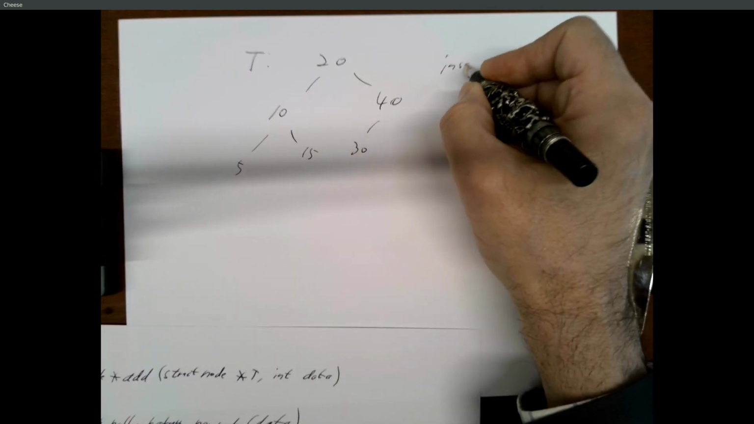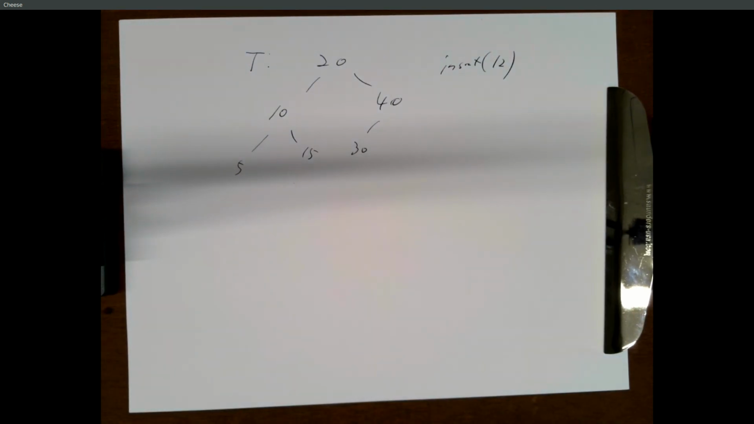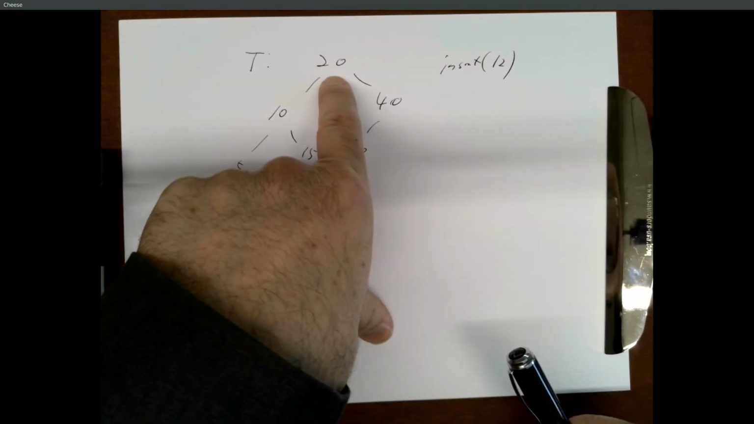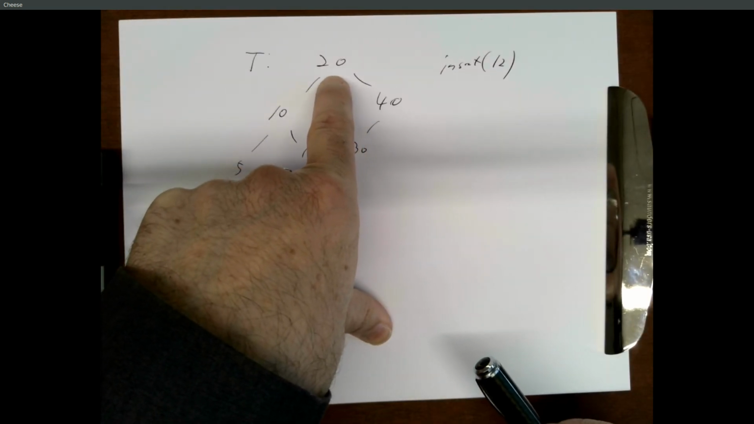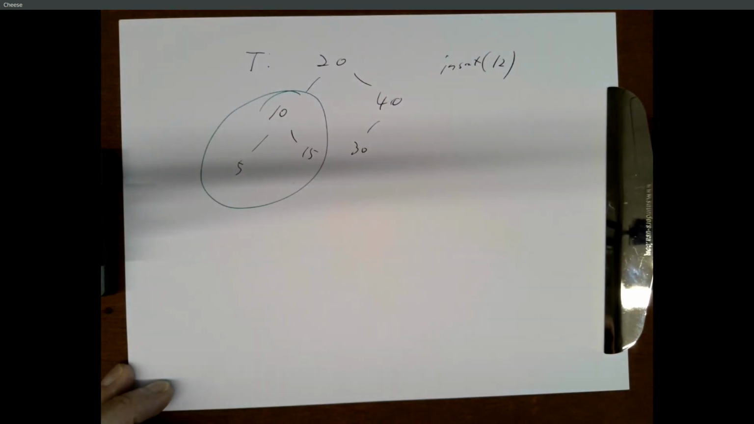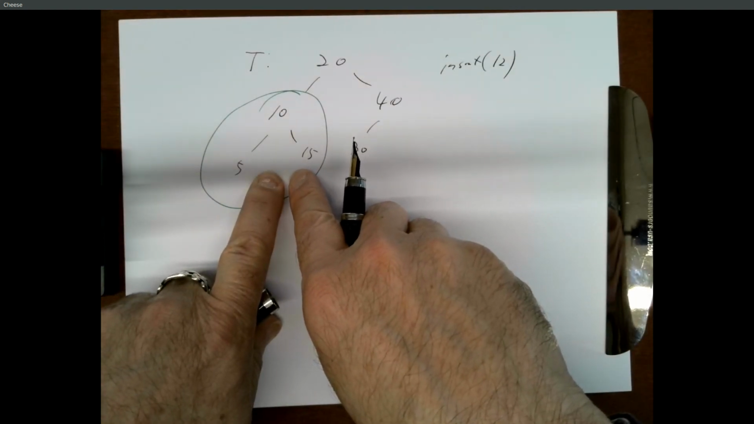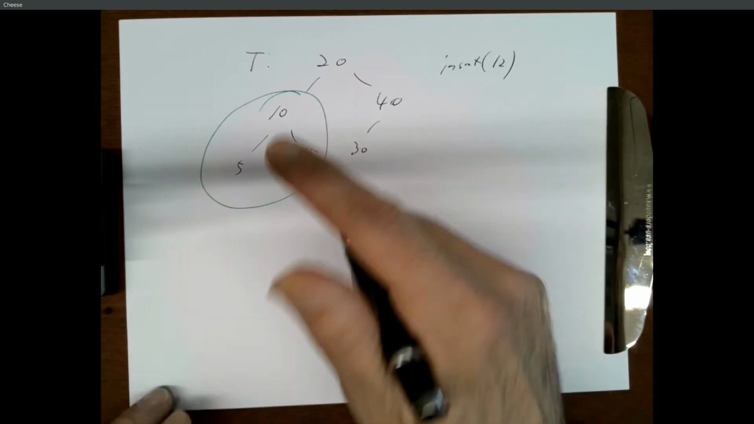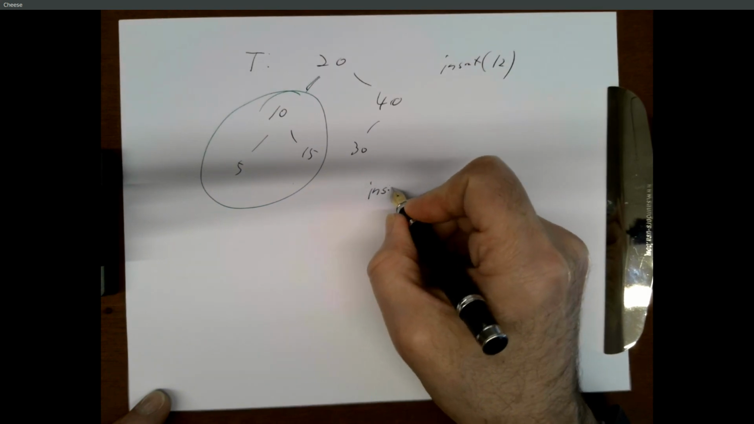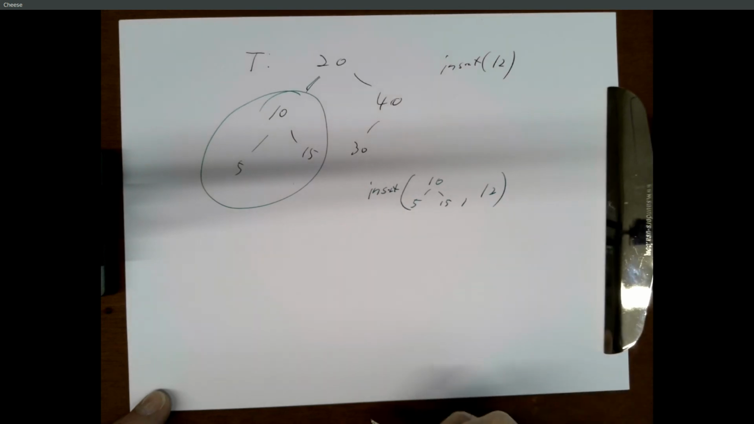And I want to insert a 12. Well, I'm going to look at my root node, which is 20. 12 is smaller than 20, so I have to insert somewhere to the left, which means I'm going to insert somewhere into this tree. So I'm going to call insert on this tree and say insert a 12 into here, and then whatever it returns, I'll just have 20 point to that on the left. So I'm going to basically say insert into this tree the number 12.